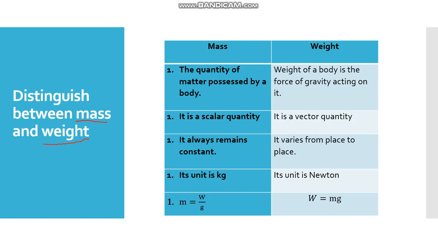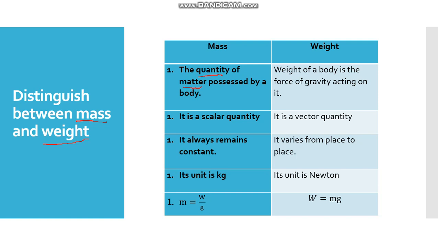The first difference would be the definition. The definition of mass is the quantity of matter possessed by a body. Whatever the quantity of matter possessed, that is known as the mass. And the definition of weight is: weight of a body is the force of gravity acting on it. Now weight is a force and mass is the quantity of matter present. So from the definition you can see that mass and weight are two different quantities. If a body has a greater quantity of matter, it will have a greater mass, and likewise if a body has a smaller quantity of matter, it will have a smaller mass.